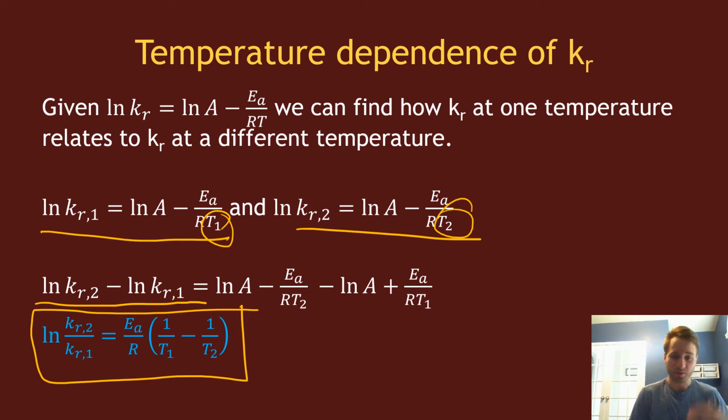In thermodynamics, we talked about equilibrium. We had the natural log of the equilibrium constant at one temperature over another related to the enthalpy of the reaction divided by R times the difference in 1 over the temperature. So this is a very similar functional form, but here we're dealing with rate constants and activation energy instead of equilibrium constants and enthalpy.